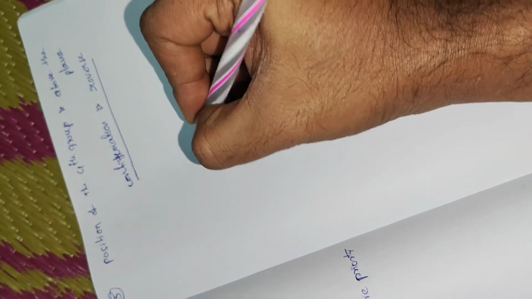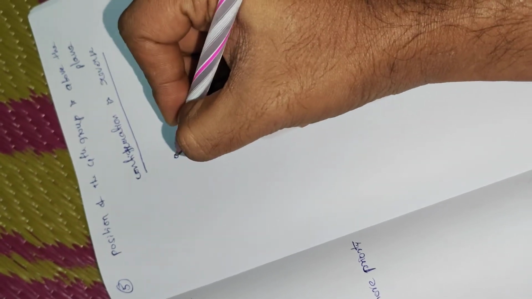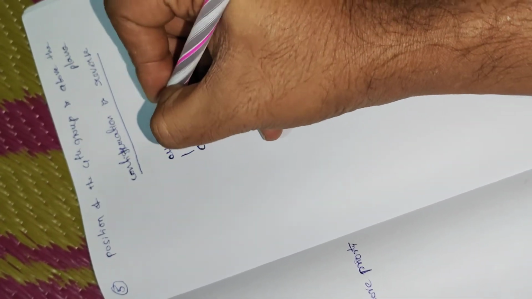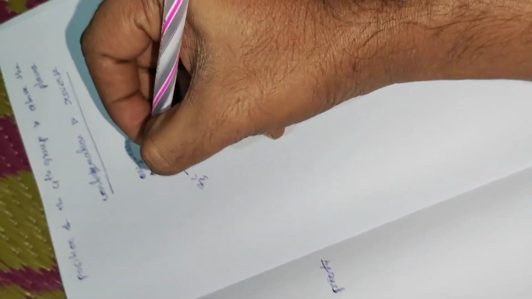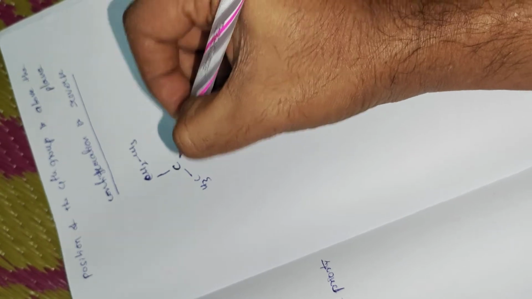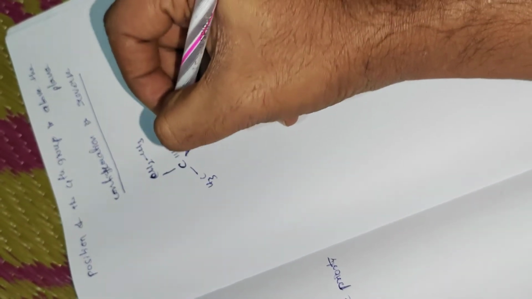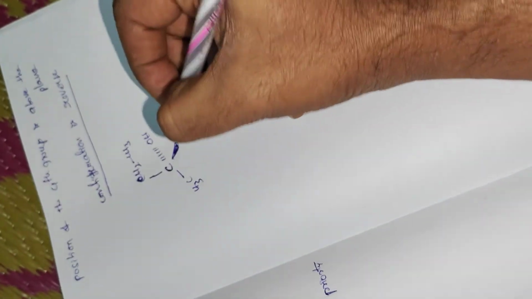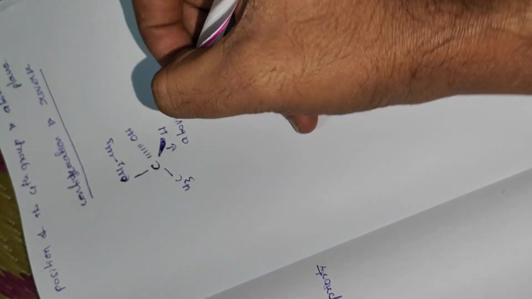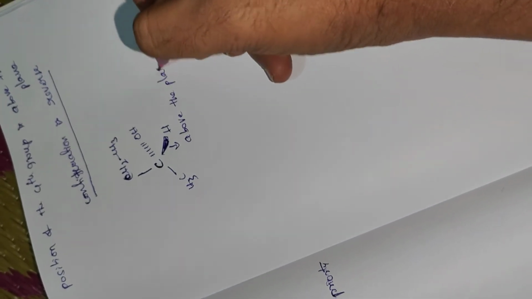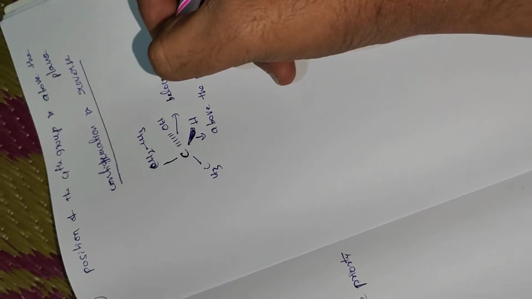Above the plane means what is that? For example, here I will take one carbon, CH2, CH3, CH3, OH, H. This is called as above the plane. This dashed line we call as below the plane.